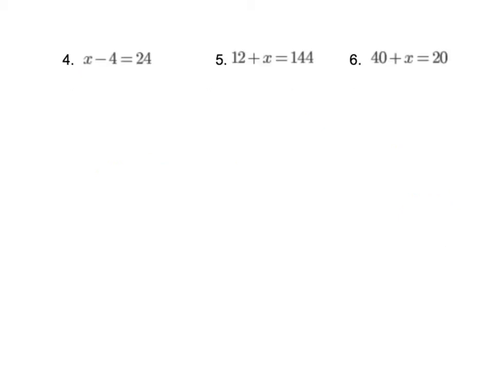Next group, 4, 5, and 6. X minus 4 equals 24. This is an addition and subtraction problem. We want to do the opposite of minus 4, which is plus 4. And we do that to both sides. X equals 28.